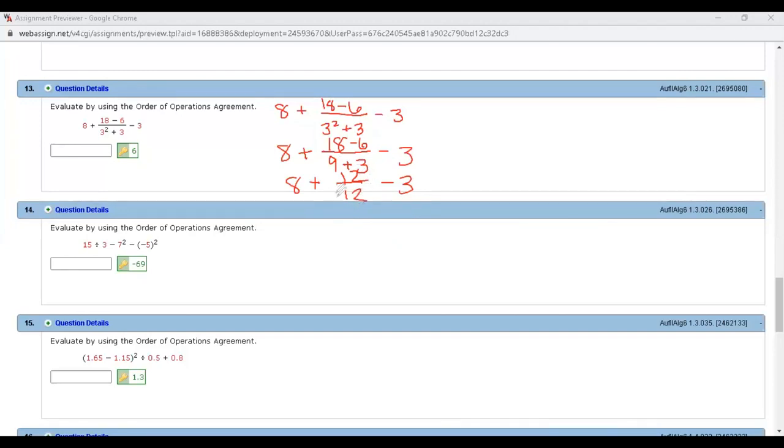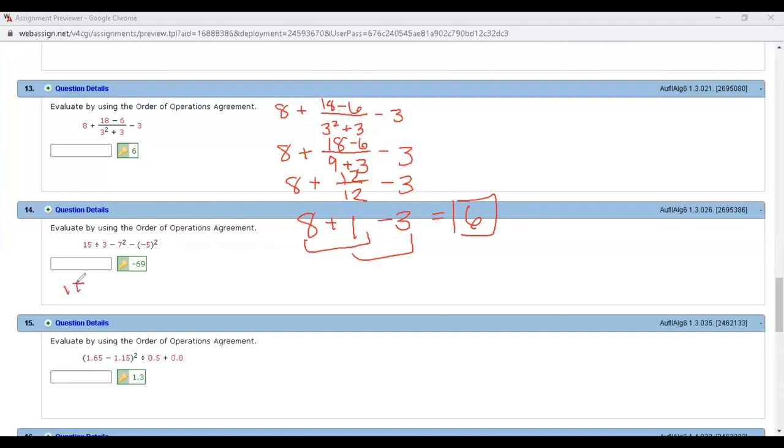So because multiplication and division come before addition and subtraction, we have to do this first. So we can just copy everything else, and then 12 divided by 12 is 1. So now at this point, we can go from left to right. So 8 plus 1 is 9, minus 3 is 6. Okay? So with the fractions, it may look a little bit more complicated, but just follow the same steps and you should be fine.